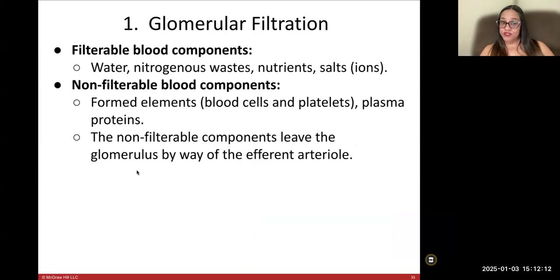The filterable components: water, nitrogenous wastes, nutrients, and ions like salt. The non-filterable blood components, those that are too big and stay in the bloodstream, are the formed elements like blood cells, platelets, plasma proteins. The non-filterable components leave the glomerulus by way of the efferent arteriole.